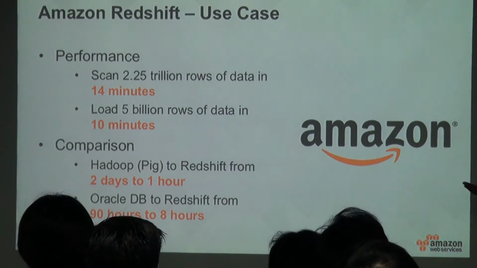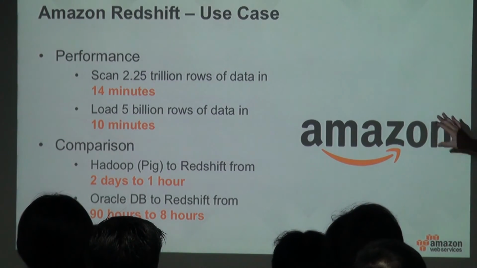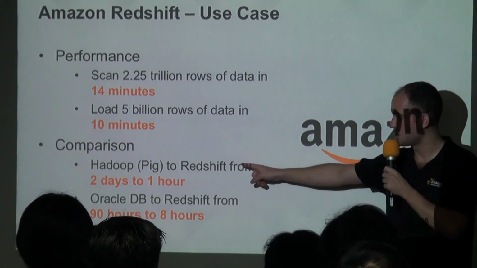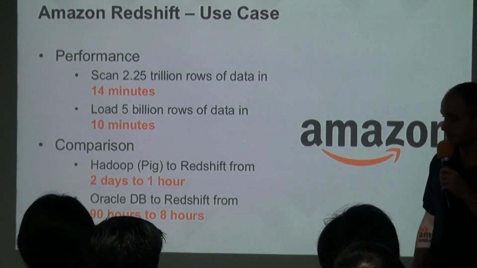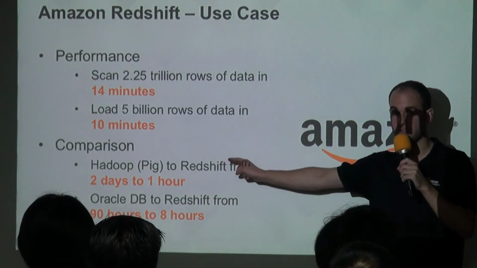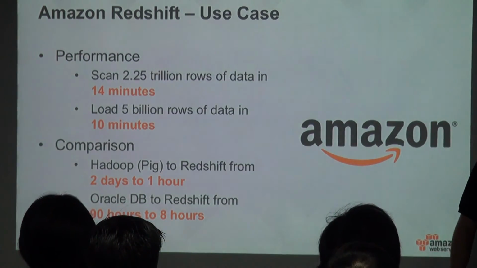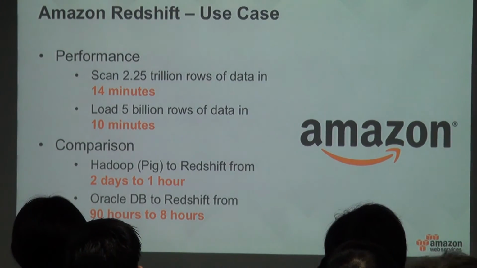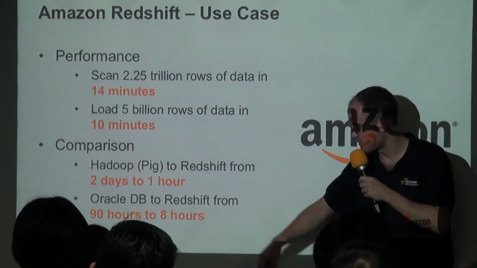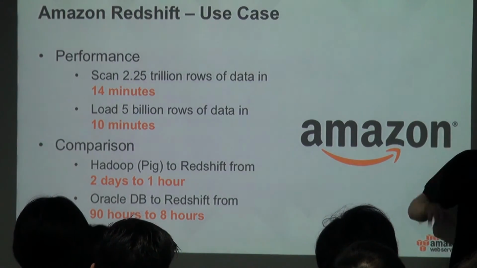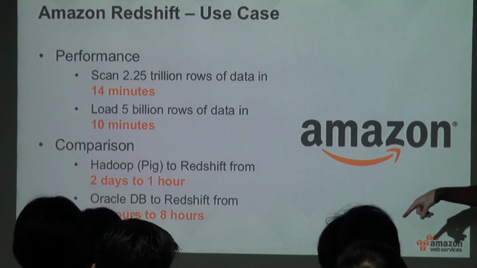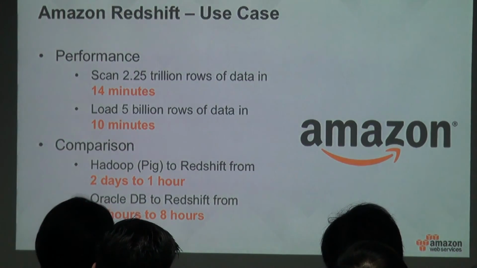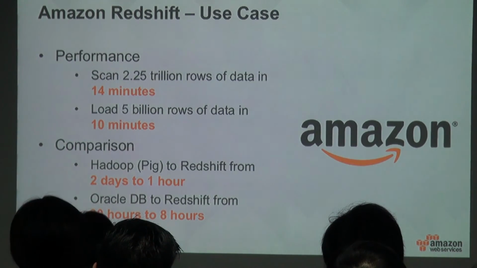Just to give you an idea of comparison, these are actual numbers from our online retail business. They used to have a Hadoop platform to do this log transformation with Pig. It took them, for the same amount of data, about 2 days and 1 hour. They then switched it to an Oracle database before actually running it with Redshift. On the Oracle database, they had about 90 hours, down to 8 hours depending on the complexity of the queries, compared to now 14 minutes. So that's the kind of improvement that you can see in terms of performance.